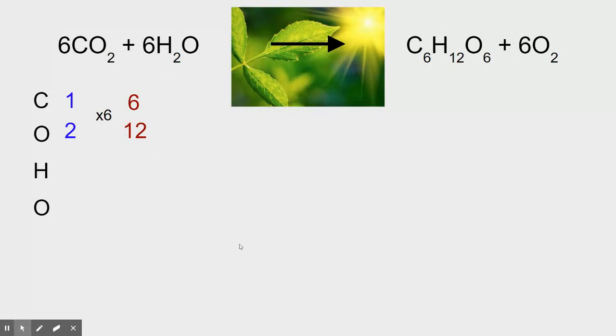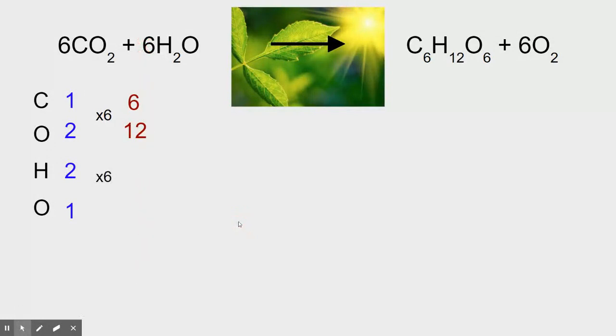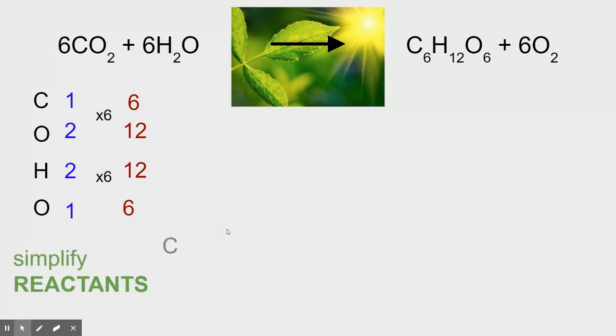So now I want to work over here on the water. I'm going to hide the coefficient for now. There's 1 oxygen. Then we start working on the coefficient, which tells us how many molecules there are. So now there's 12 hydrogen and 6 oxygen. If we simplify these together, we have a total of 6 carbon atoms, 12 hydrogen atoms, and 18 oxygen atoms. So let's work on the products.